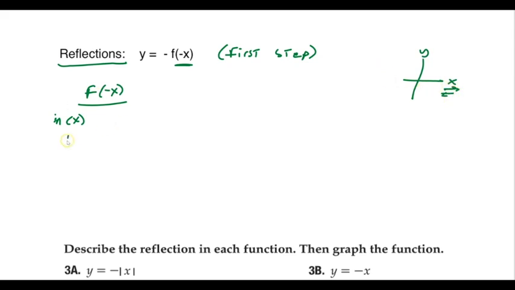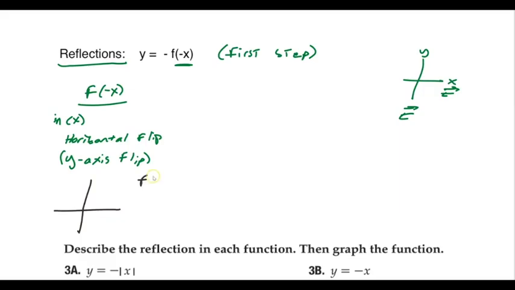I call this a horizontal flip because the x is horizontal. You're going to flip it left and right. Most books call this a y-axis flip because when you flip it left and right, you're flipping it across the y-axis. I think it's a little more confusing. I just like to say horizontal flip. Let's do a quick example. I'm just going to give you a basic graph. Let's say f of x looks like this. That's my f of x graph.